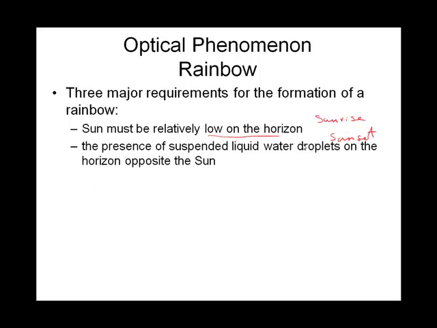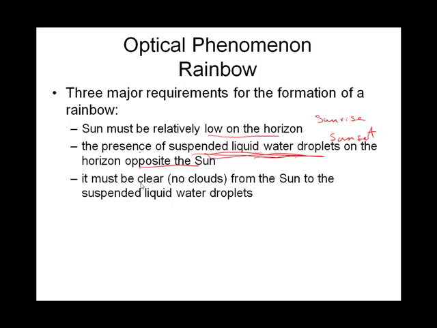Let's see, what else? You need to have suspended liquid water droplets, kind of like mist. And so a very common way to get liquid water droplets hanging around in the atmosphere would be rain in the distance. And that sheet of liquid water droplets needs to be on the horizon opposite the sun. And between the sun and those liquid water droplets, it needs to be clear, no clouds. So that's quite a bit of stuff.